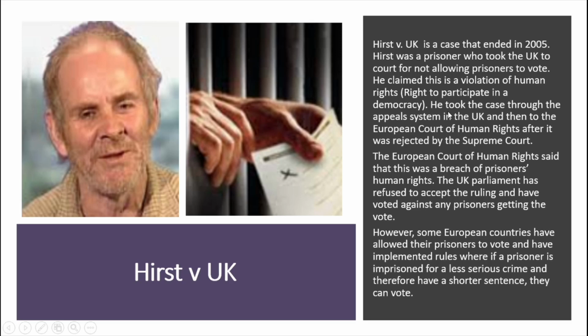He took the case through the appeal system in the UK and then to the European Court of Human Rights, after it was rejected by the Supreme Court. The European Court of Human Rights said that this was a breach of prisoners' human rights. Since then, the UK Parliament has continued to refuse to accept the ruling and has voted against any prisoners getting the right to vote. However, some European countries have allowed their prisoners to vote and have implemented rules where if a prisoner is imprisoned for a less serious crime and therefore has a shorter sentence, they are given the opportunity to vote.